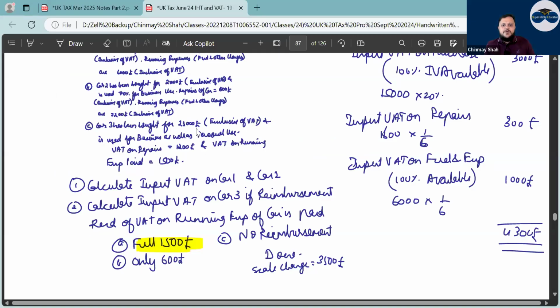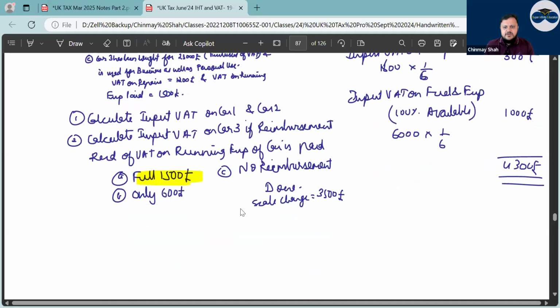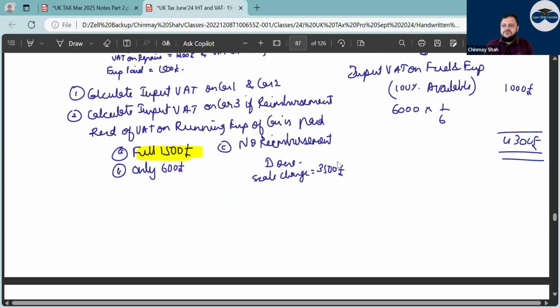Car 3 has been bought for 23,000 pounds exclusive of VAT and is used for business as well as personal use. But are you okay, is the bifurcation of business and private use given? No. VAT on repairs is 1,200, fully available. On 23,000, input VAT, tell me, fully available? No, only 50% available because it is business as well as private use, correct? And VAT on running expenses is 1,500, correct? Calculate input VAT on car 3. Reimbursement received on VAT running expenses is paid, correct? Did I give a fuel scale charge there? Tell me, I don't think I have given. Done, scale charge of 3,500, right?